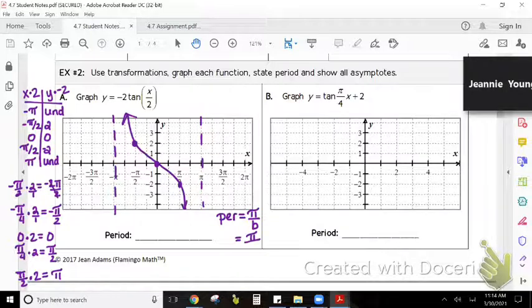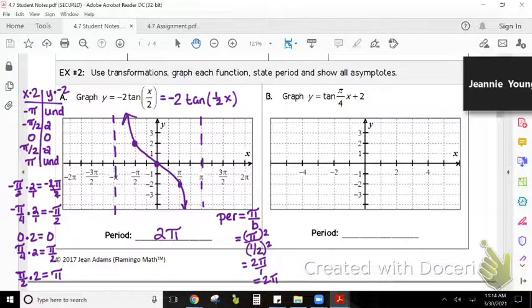Well, it's a little iffy there, right? Because remember, b is the number in front of the x. But this could really be written as negative 2 tangent of 1/2 x, right? So my b is 1/2, isn't it? And so we just got to get the 2 off the bottom. So we get 2 pi over 1, which is 2 pi.